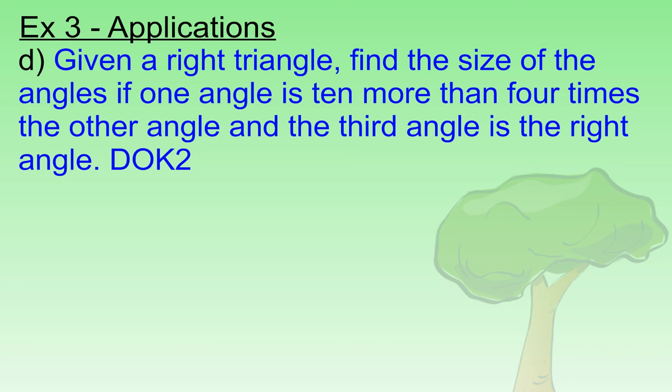Here's another DOK2. It says, given a right triangle, remember right triangles, Pythagorean theorem, that whole business. Given a right triangle, find the size of the angles if one angle is 10 more than 4 times the other angle, and the third angle is a right angle. Pause the video, try it on your own. I would highly recommend you draw a picture, and when you're ready, continue, hit play, and we'll go through it together.